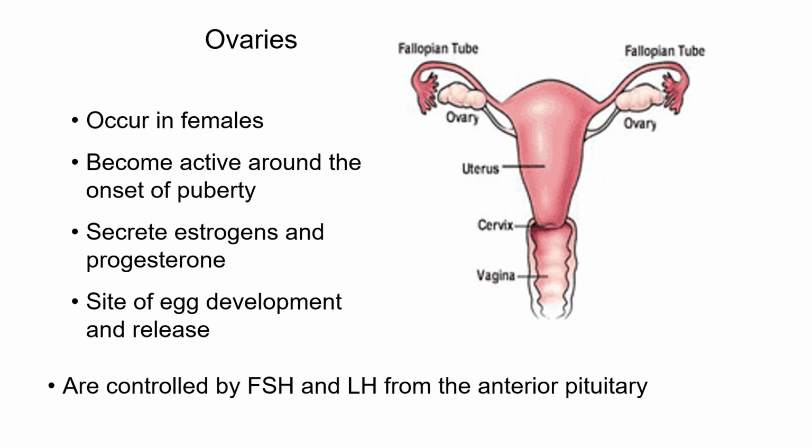Our next endocrine topic is the ovaries. The ovaries are an endocrine structure. They are hormone-producing glands that occur as part of the female reproductive system. And the ovaries become active. They begin to secrete hormones at the onset of puberty, and this is in response to the new secretion of hormones from the anterior pituitary, FSH and LH, follicle stimulating hormone and luteinizing hormone.